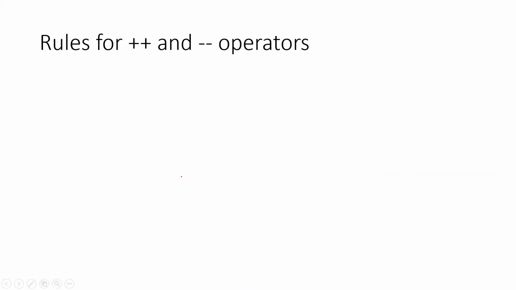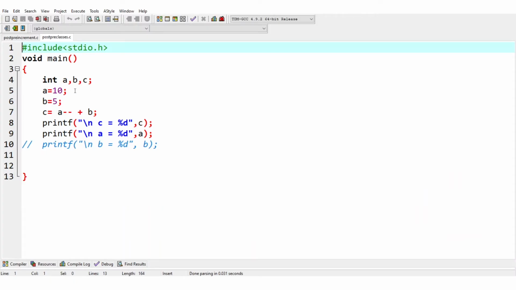Let's check a program. Here you can see that A and B values are given. So how will C be evaluated? You can just check. A is equal to 10, B is equal to 5. So here what will happen? A minus minus means it is post decrement. So first the A value is used as such, that is 10. 10 plus 5, that is 15. So now C is assigned the value 15.